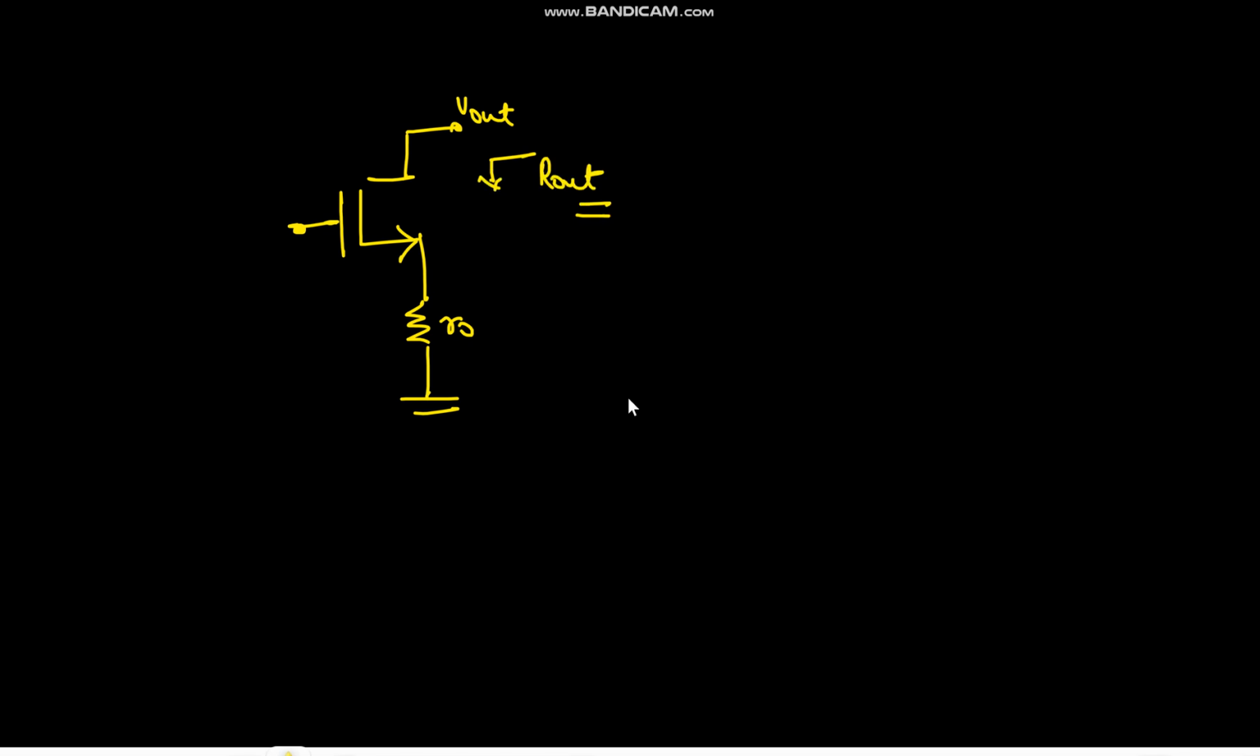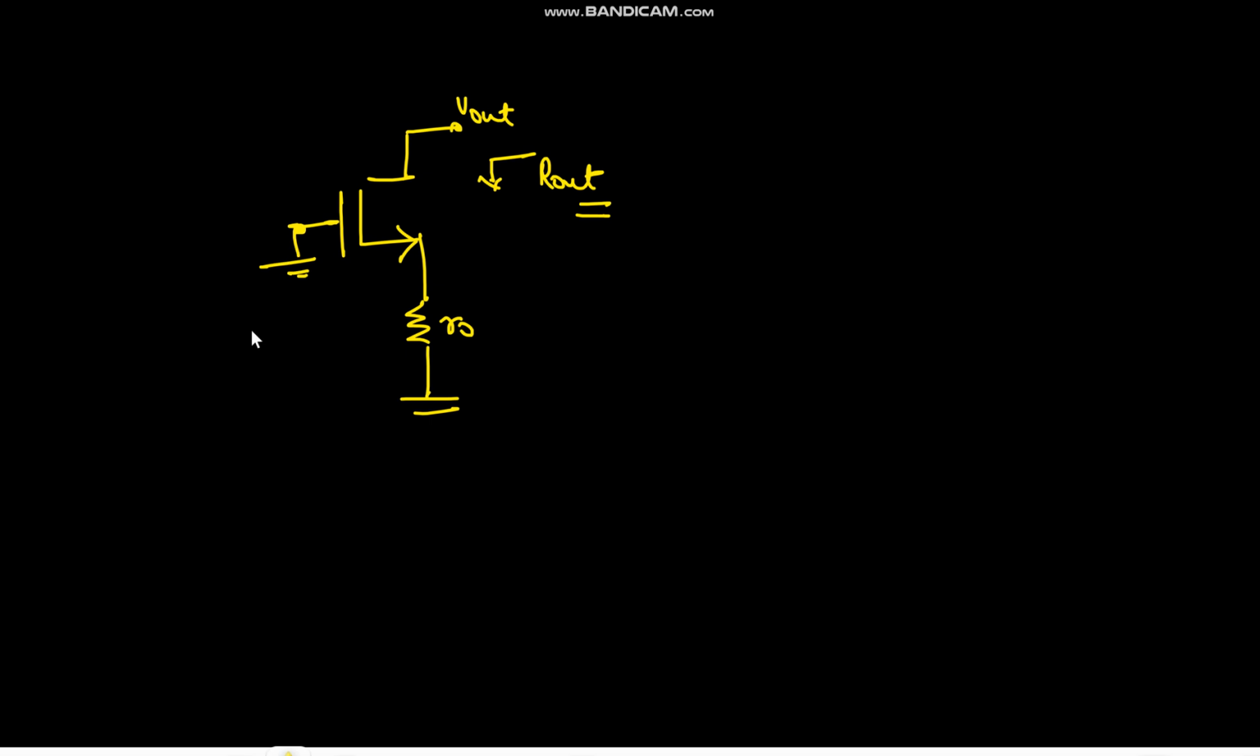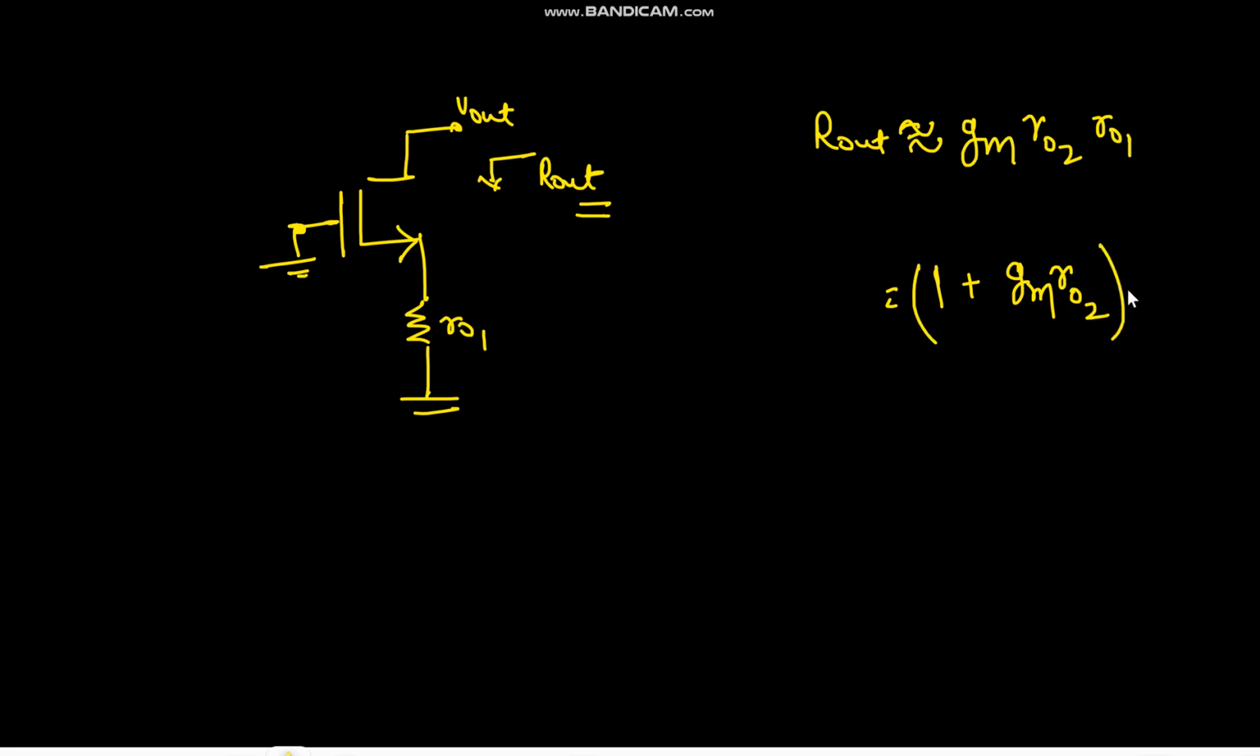Now this circuit I have already explained. What you need to do is short circuit this, because this will have some DC voltage there, or any voltage, so you can simply short circuit this one. Now you can simply find the R output value, and that value is approximately equal to Gm R naught 2 into R naught 1. I don't remember the exact expression, it is something like 1 plus Gm R naught 2 into R naught 1, not the exact expression I remember, this is the approximation.